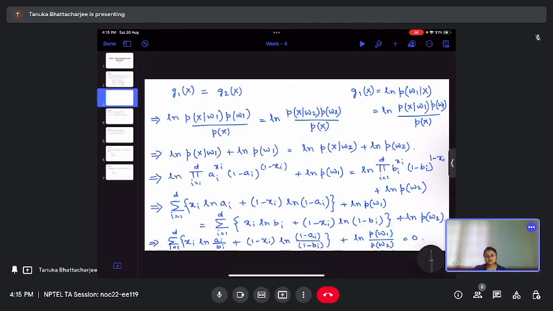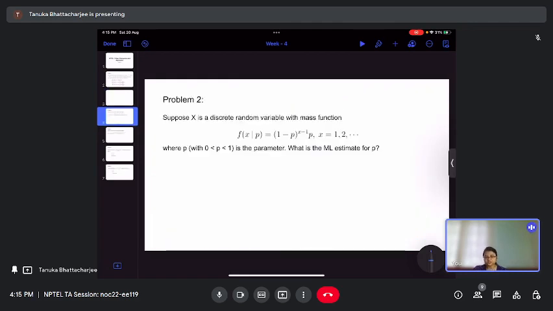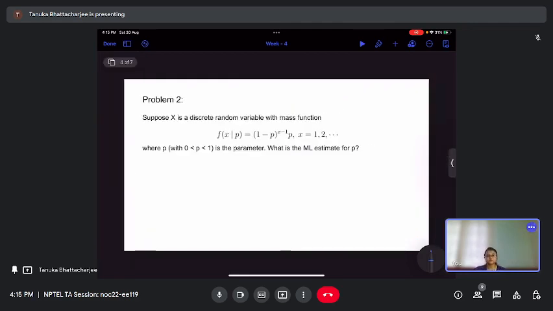Okay. Now let us move on. This was our last problem on the discriminant function based approach. Now we will move on to parametric probability density estimation, or in particular we will try to solve some problems on maximum likelihood estimation. So let us look at the first problem.